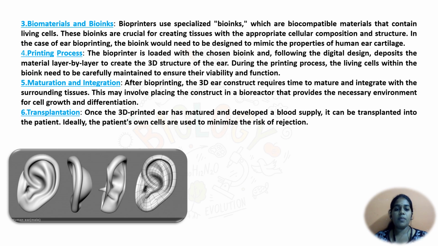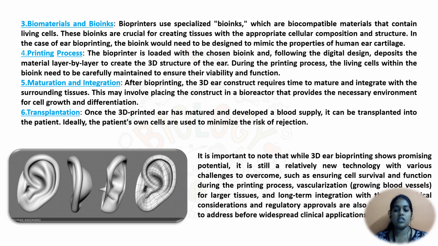Printing process. The bioprinter is loaded with the chosen bioink, following the digital design for creating the layer-by-layer 3D structure of the ear. During this printing process, the living cells within the bioink need to be carefully maintained. Maturation and integration. After bioprinting, the 3D ear construct requires time to mature and integrate with the surrounding tissues. Transplantation. Once the 3D printed ear has matured and developed a blood supply, it is transplanted into the patient. Ideally, the patient's own cells are used to minimize the risk of rejection.